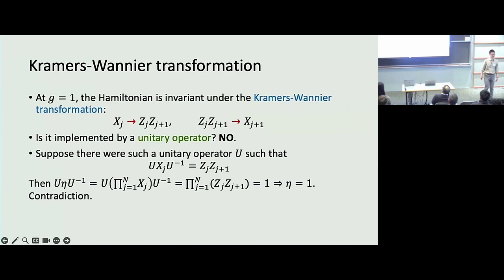But then you run into a contradiction by applying this symmetry transformation on the defining Z2 operator of the Ising model, which is this eta. Let me remind you, eta is a product of X_j. When I apply this transformation on the product of X_j, I move the U and U inverse into each individual term, and I get the product of Z_j Z_{j+1}. But I'm on a closed periodic chain, so every single Z_j appears exactly twice. Z_j is a Pauli Z operator, it squares to 1, and therefore this expression is just 1. And I arrive at the conclusion that the defining symmetry for the Ising model, eta, is 1. And that's a contradiction. So from this very simple reasoning, we immediately learn that the Kramers-Wannier transformation cannot possibly be implemented by a unitary operator.